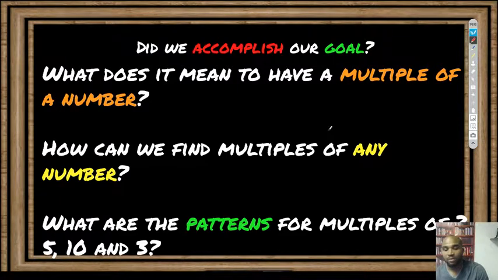2s have 0, 2, 4, 6, 8. 5 has 5 and zeros. 10 have just zeros, and 3s, the sum of all their individual digits will add up to a multiple of 3.